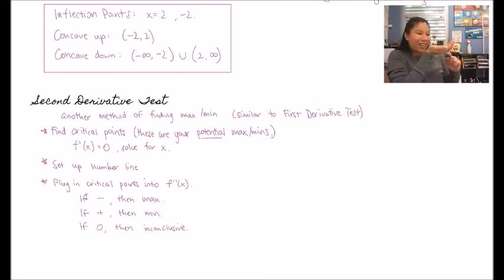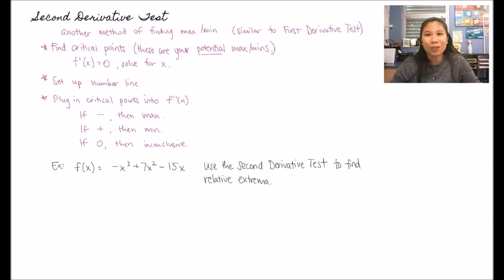Okay. And then you would have a minimum because it's like the lowest point of that curve. Okay, so I'm going to use our first example to use the second derivative test to find any relative extrema. So following our steps here, we want to find our critical points first, which means I am finding the first derivative and setting that equal to 0.